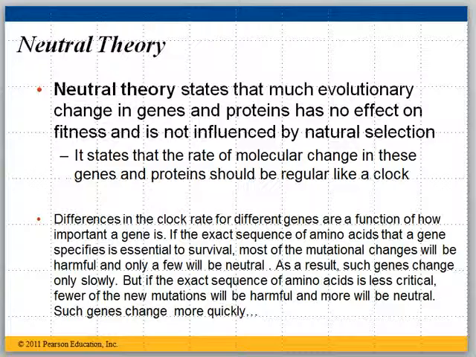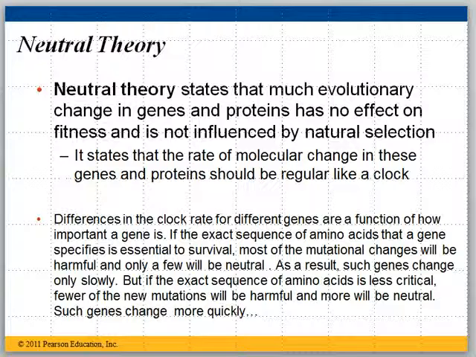The neutral theory states that a whole bunch of the evolutionary change that occurs in genes isn't helpful or harmful at all. It's simply neutral. It doesn't really do anything. It has no effect on the fitness of the creature, and so if it has no effect on the fitness of the creature, it's not going to be influenced by natural selection. So it states that the rate of molecular change in these genes and proteins should be regular, like a clock.